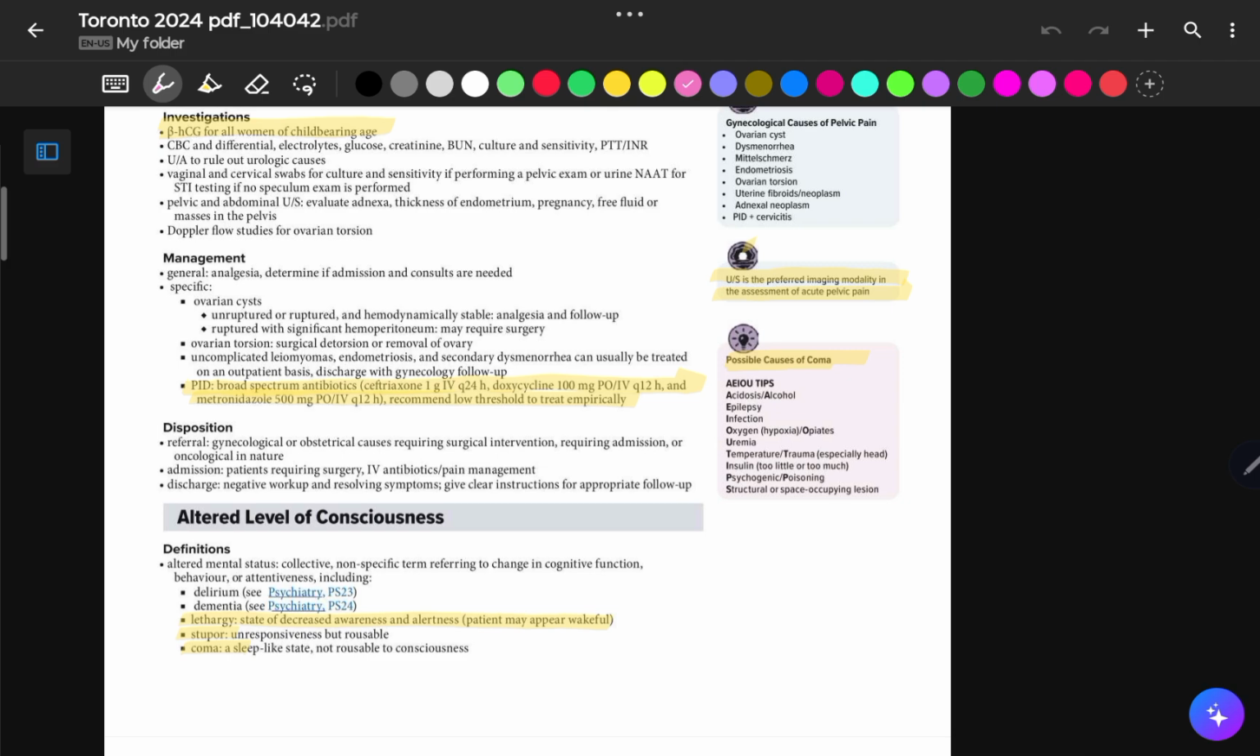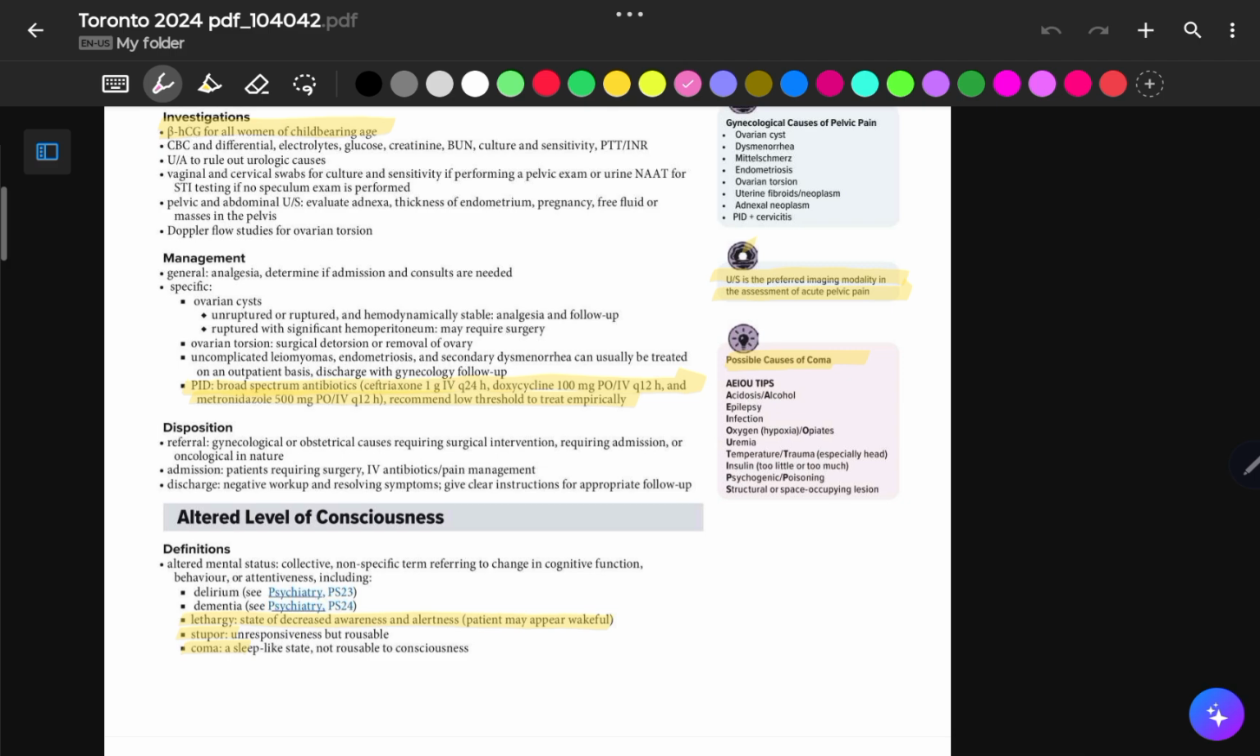So ovarian torsion, how would you manage it? It's surgical detorsion or removal of the ovary. So you try to perform detorsion. If not, then you have to remove it. And complicated myoma, endometriosis, and secondary dysmenorrhea can usually be treated on an outpatient basis, so you can discharge them and then they follow up.